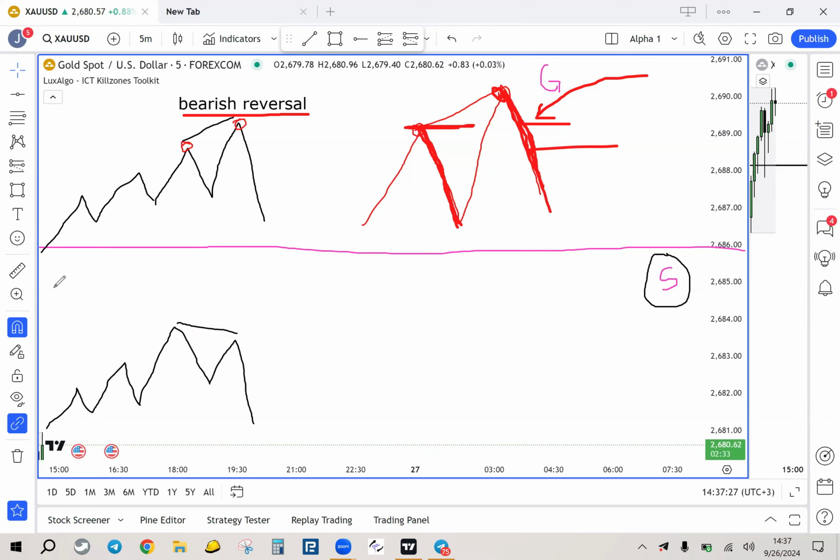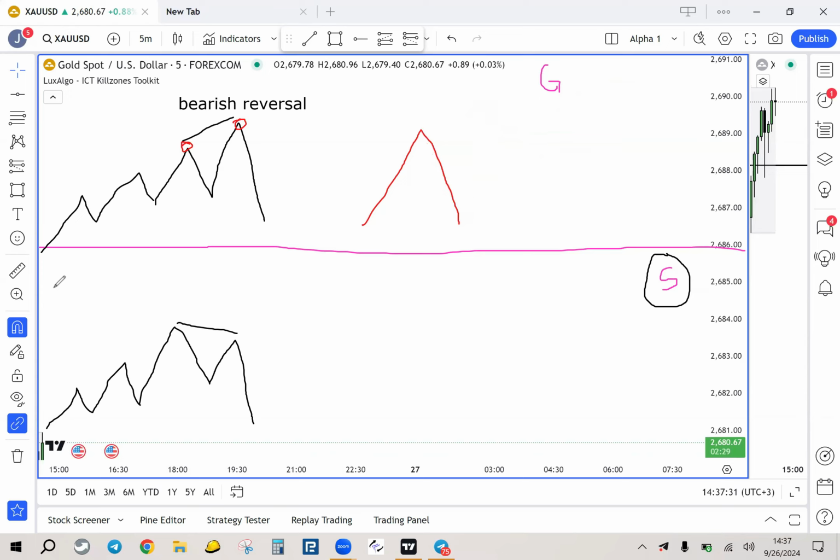Okay, so far so good. Do you have any questions so far? Yes, Alex, hi. I have one question. Hello, please. Do the swing highs have to happen in the same 5-minute candle in both gold and silver?